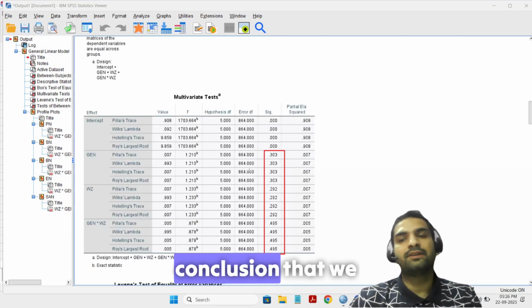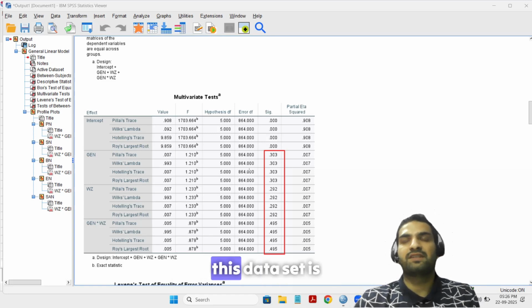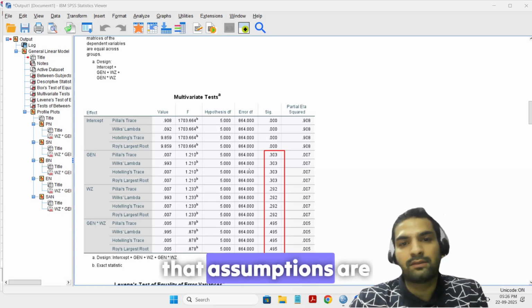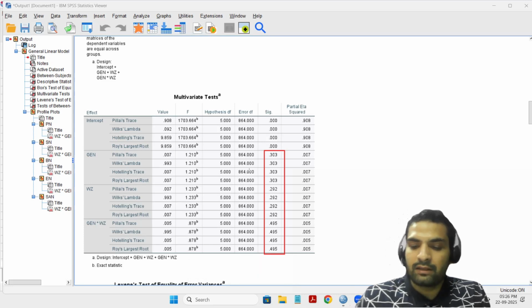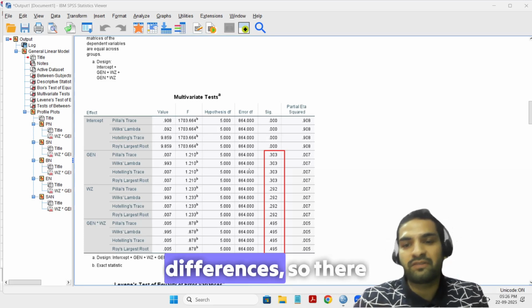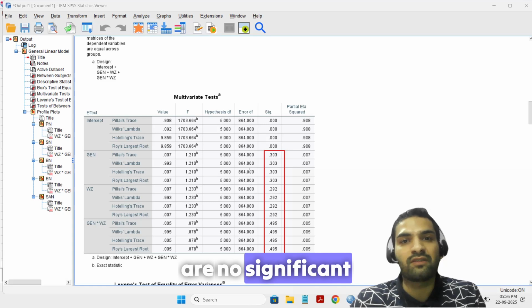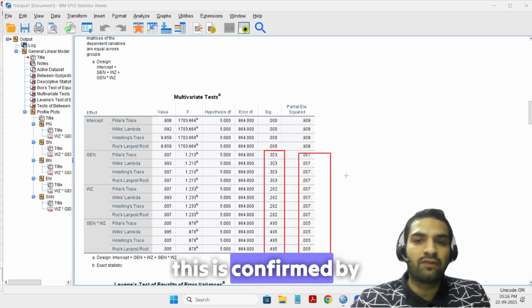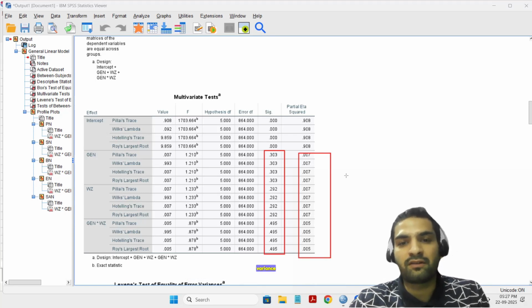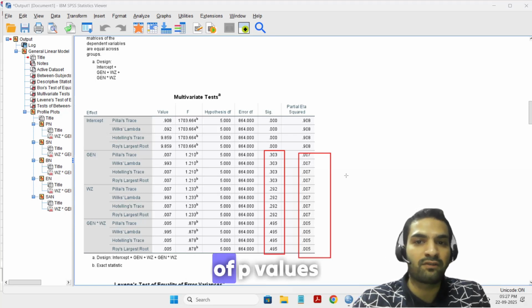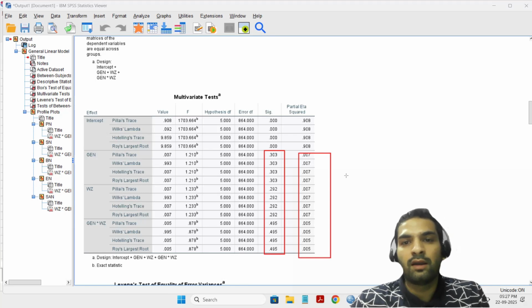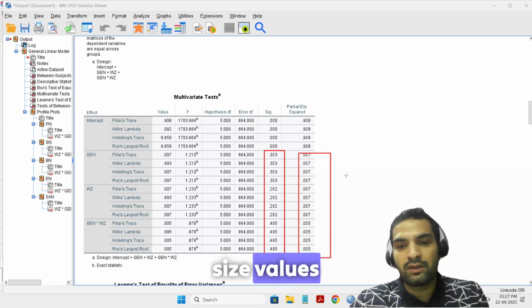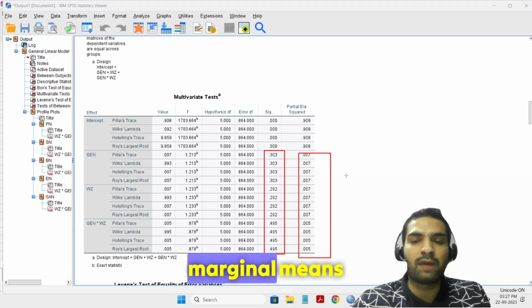So the final conclusion that we come to on the basis of this data set is that assumptions are completely fine. There are no significant group differences, so there are no significant effects, and effect size also tells us that. This is confirmed by our test of homogeneity of variance, significance levels of p-values, eta squared effect size values, and our plots of marginal means.